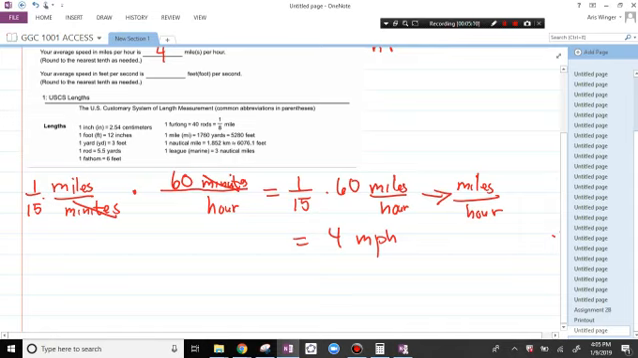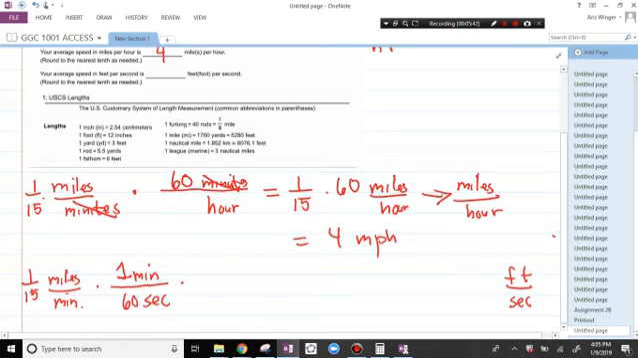Let's do feet per second. So I got 1 over 15 miles per minute. And I want to change this to feet per second. All right, so let's get rid of minutes first. So I need to put minutes up here, right? So 1 minute is 60 seconds.